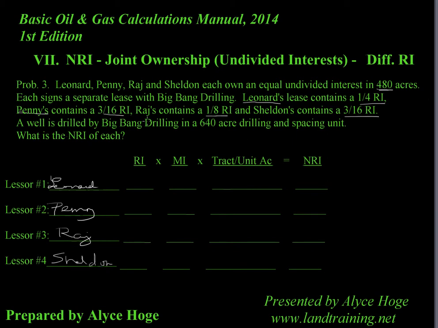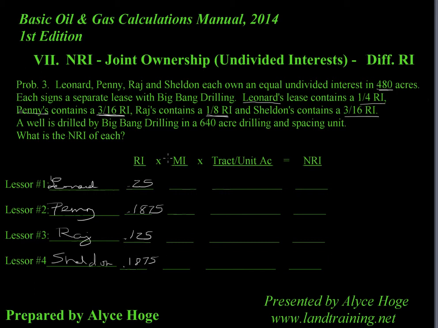Then the next thing they want to know is what the royalty interest is for each of them. So for Leonard, his royalty interest is a 0.25 or a 1/4. Penny's is a 3/16 or a 0.1875. Raj's is a 1/8, so a 0.125. And Sheldon's is a 3/16, so again a 0.1875.